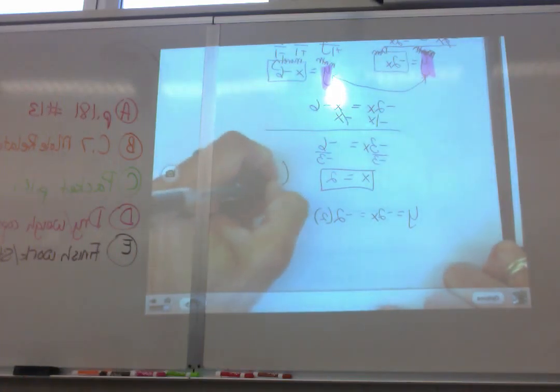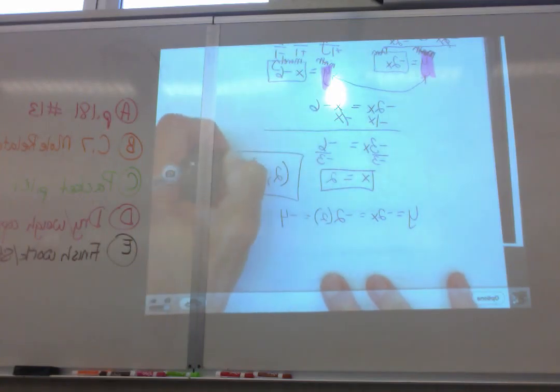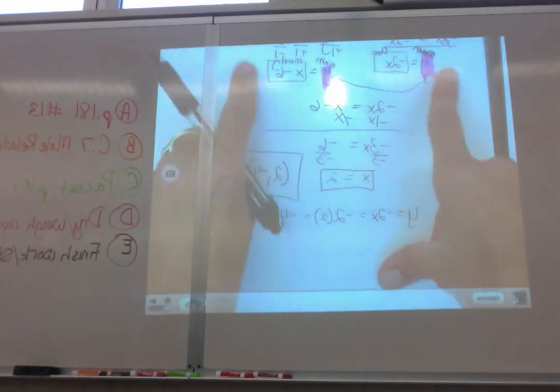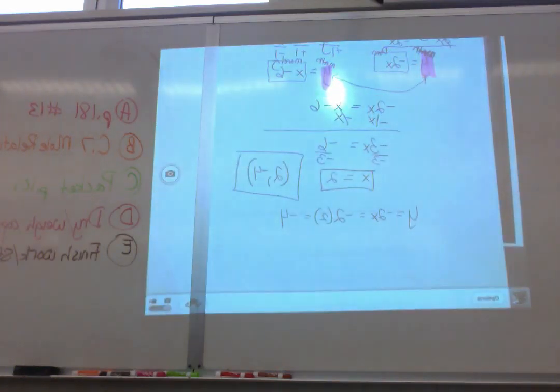So here's an ordered pair. X is 2 when y is negative 4. And the big deal about this number is that's true for both of these functions. Both of these functions crisscross at that point. In fact, let's look at that.